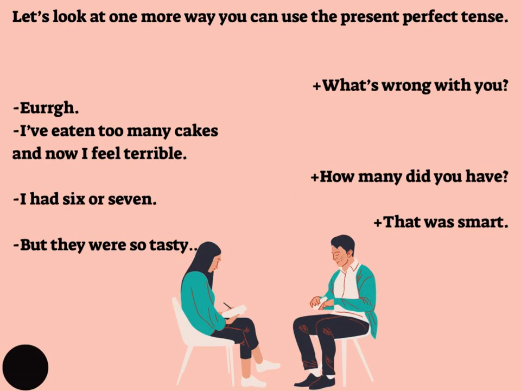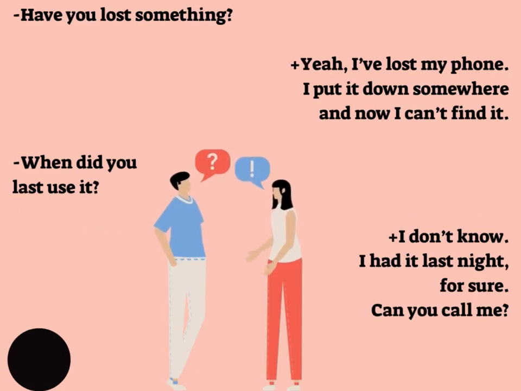Let's look at one more way you can use the present perfect tense. What's wrong with you? I've eaten too many cakes and now I feel terrible. How many did you have? I had 6 or 7. That was silly, but they were so tasty. Have you lost something? Yeah, I've lost my phone. I put it down somewhere and now I can't find it. When did you last use it? I don't know. I had it last night. Okay, can you call me?